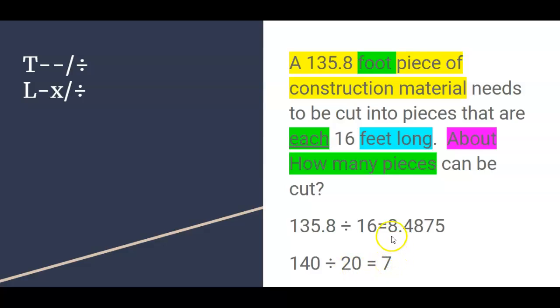Okay? Now, this is the real answer. Is 7 close to this answer? Relatively close.